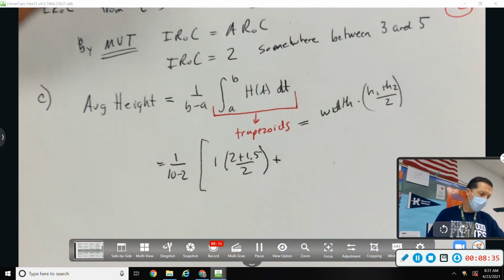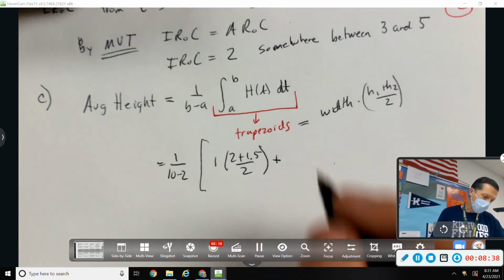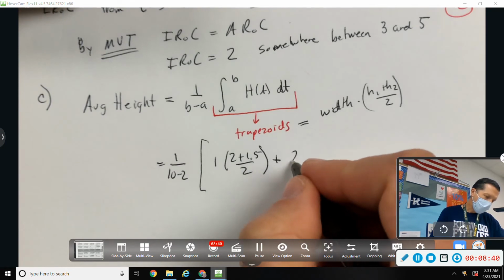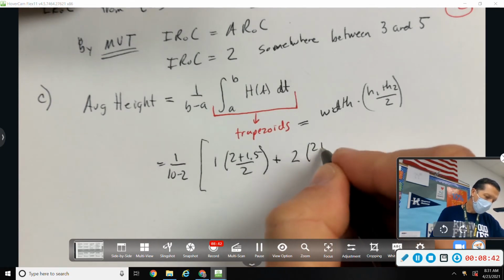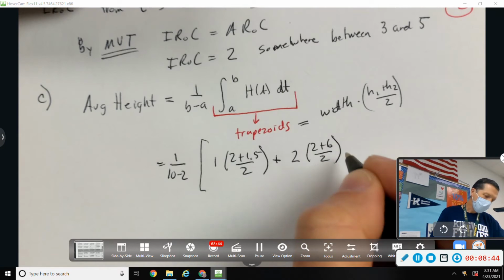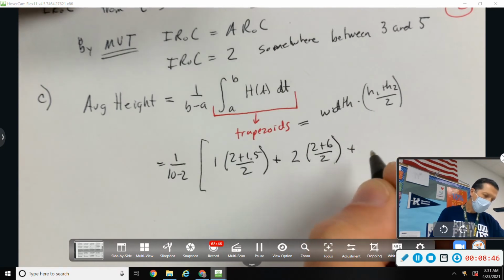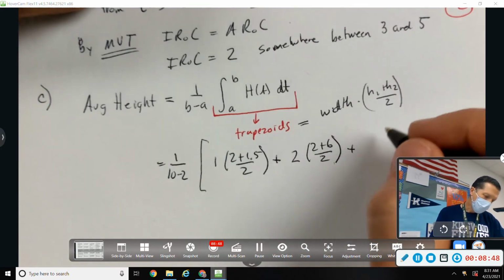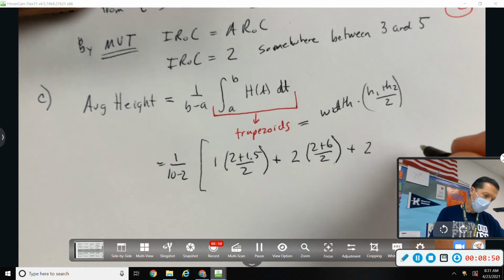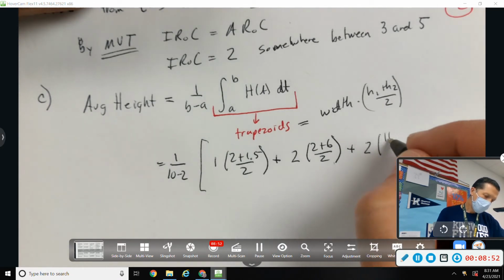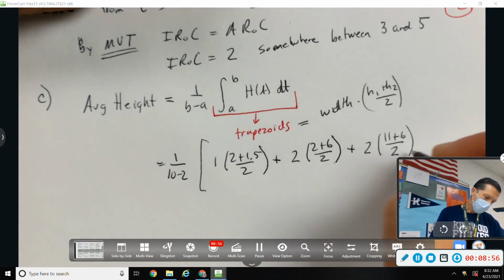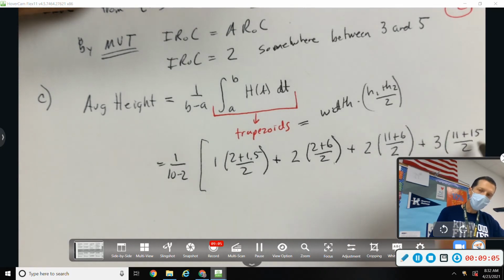That's the first interval. The second interval from 3 to 5 has a width of 2. Average height, 2 plus 6 over 2. Next interval is also 2 wide from 5 to 7. 11 plus 6 over 2. And the last interval is 3 wide. Average height of 11 plus 15 over 2.